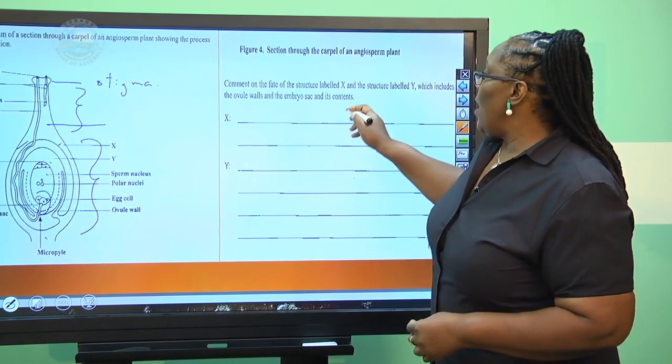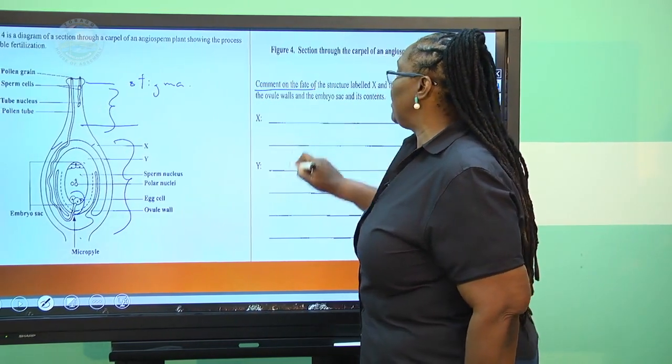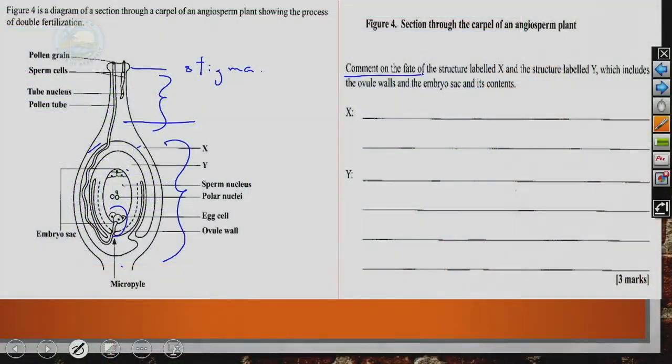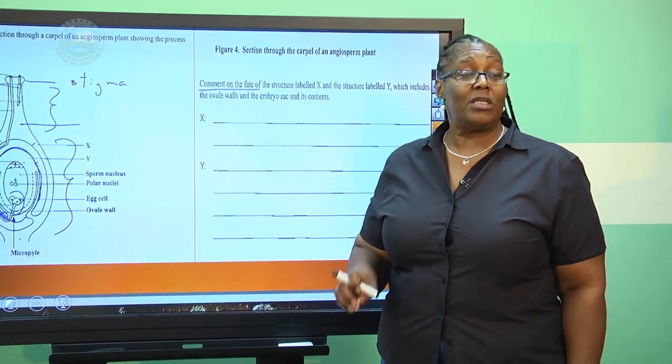And they also ask, comment on the fate of Y. The fate meaning what eventually would happen with it. Comment on the fate. What will eventually happen with this? So Y is what? If you notice, Y is this area in here. And if you look at it closely, this is the seed. Once fertilization has occurred, this is now the seed.